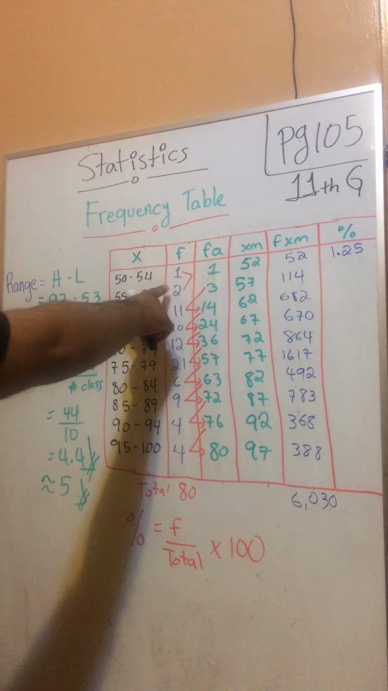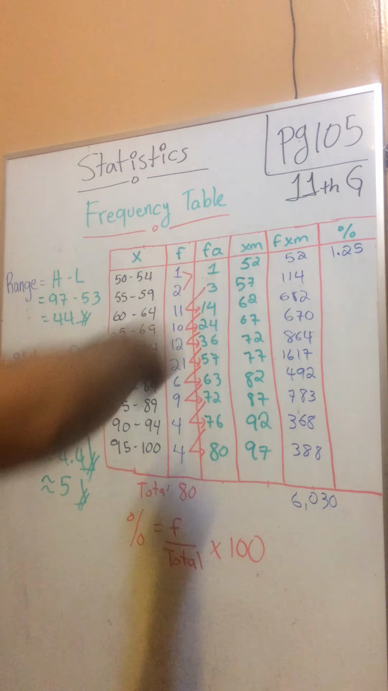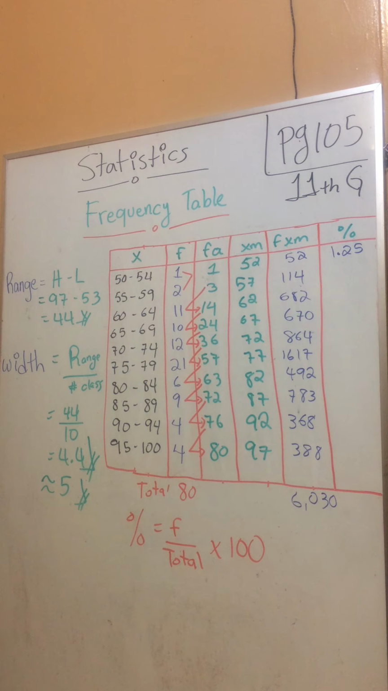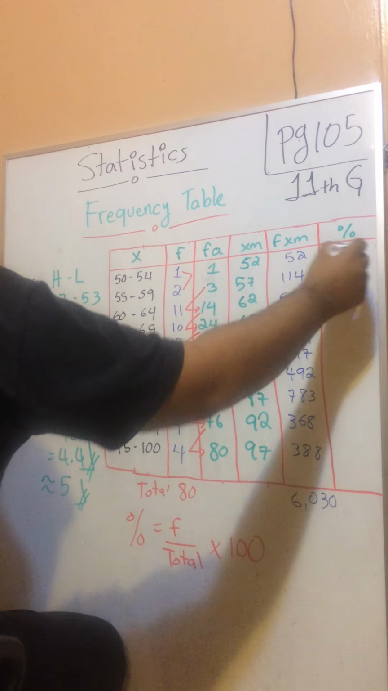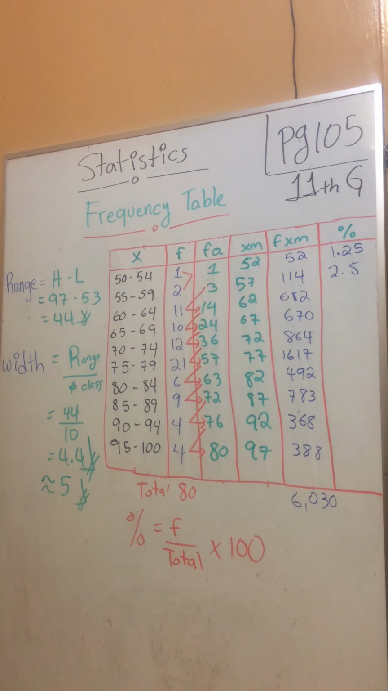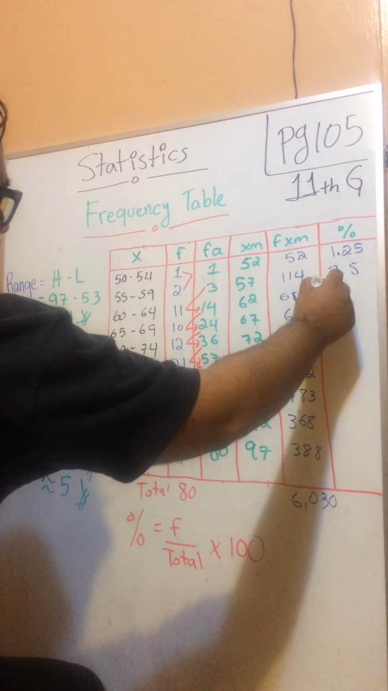2 divided by 80 times 100. That gives us 2.5. We're going to do this one by one and quickly so that we don't spend that much time on it. 11 divided by 80 times 100. That's 13.75.